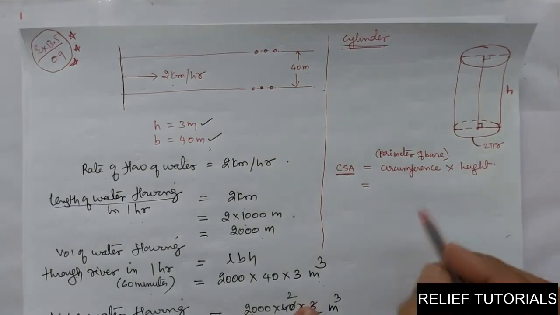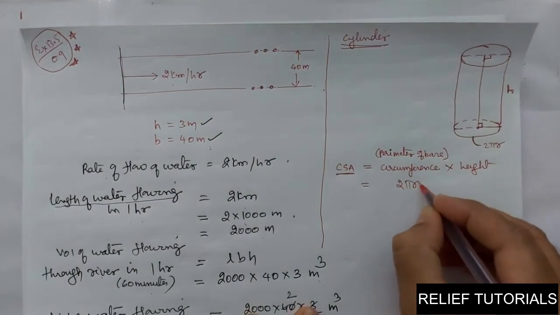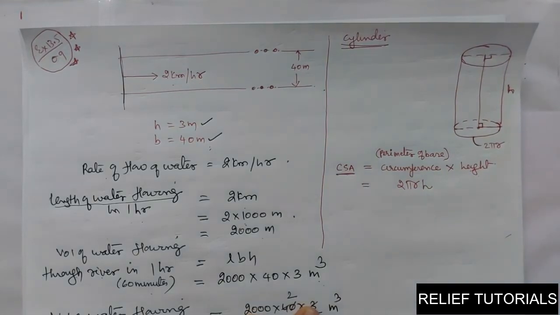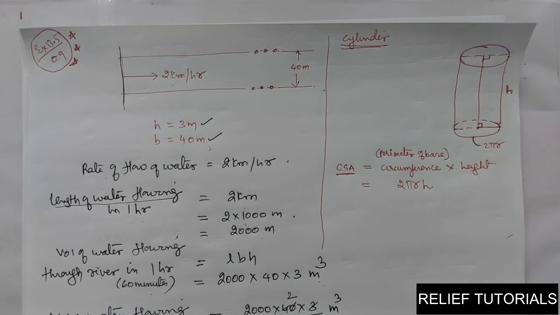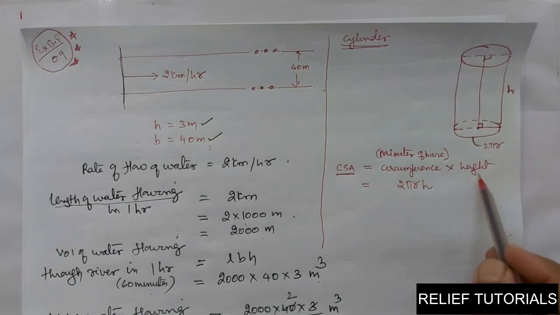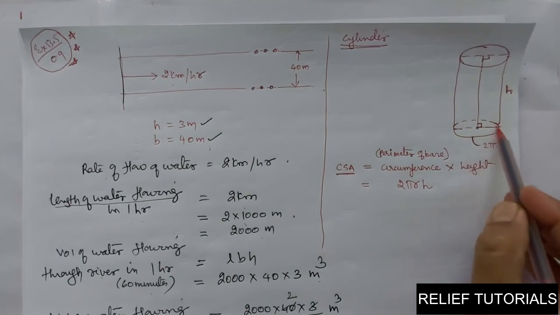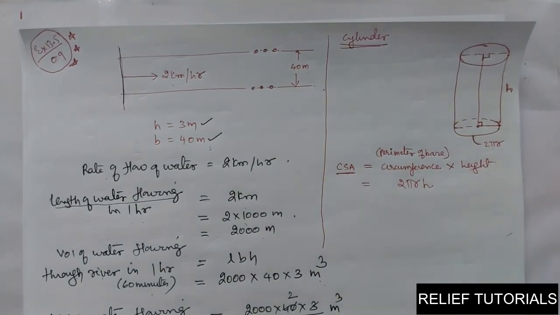Perimeter means circumference. Circumference means 2 pi r. Height means h. So CSA of a cylinder is 2 pi r h. No need of mugging up the formula. Please try to understand the concept so you can easily remember the formula. Whether it is cube, cuboid or cylinder, if you want to find lateral or curved surface area, you have to remember only perimeter of base into height. And here perimeter of base is nothing but circumference into height.